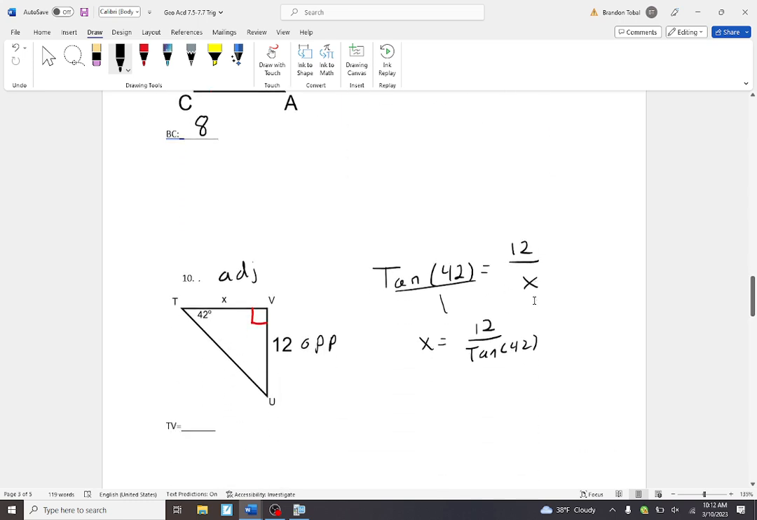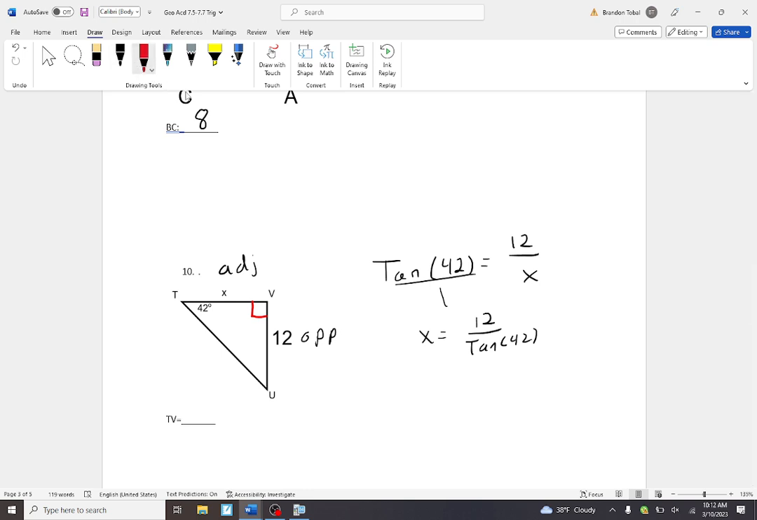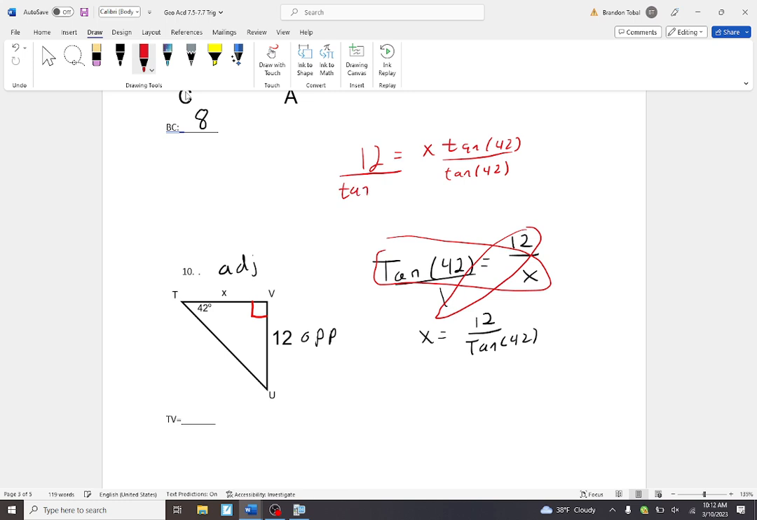The problem here is, I'm going to do it in red. The long way of doing it is you would cross multiply. So you get 12 equals x tan 42. Then you would divide both sides by tan 42. That's technically what we're doing, which means your final result is 12 over tan 42. When you have x on the bottom, just swap them and save yourself time, because it will result in the same thing every time.